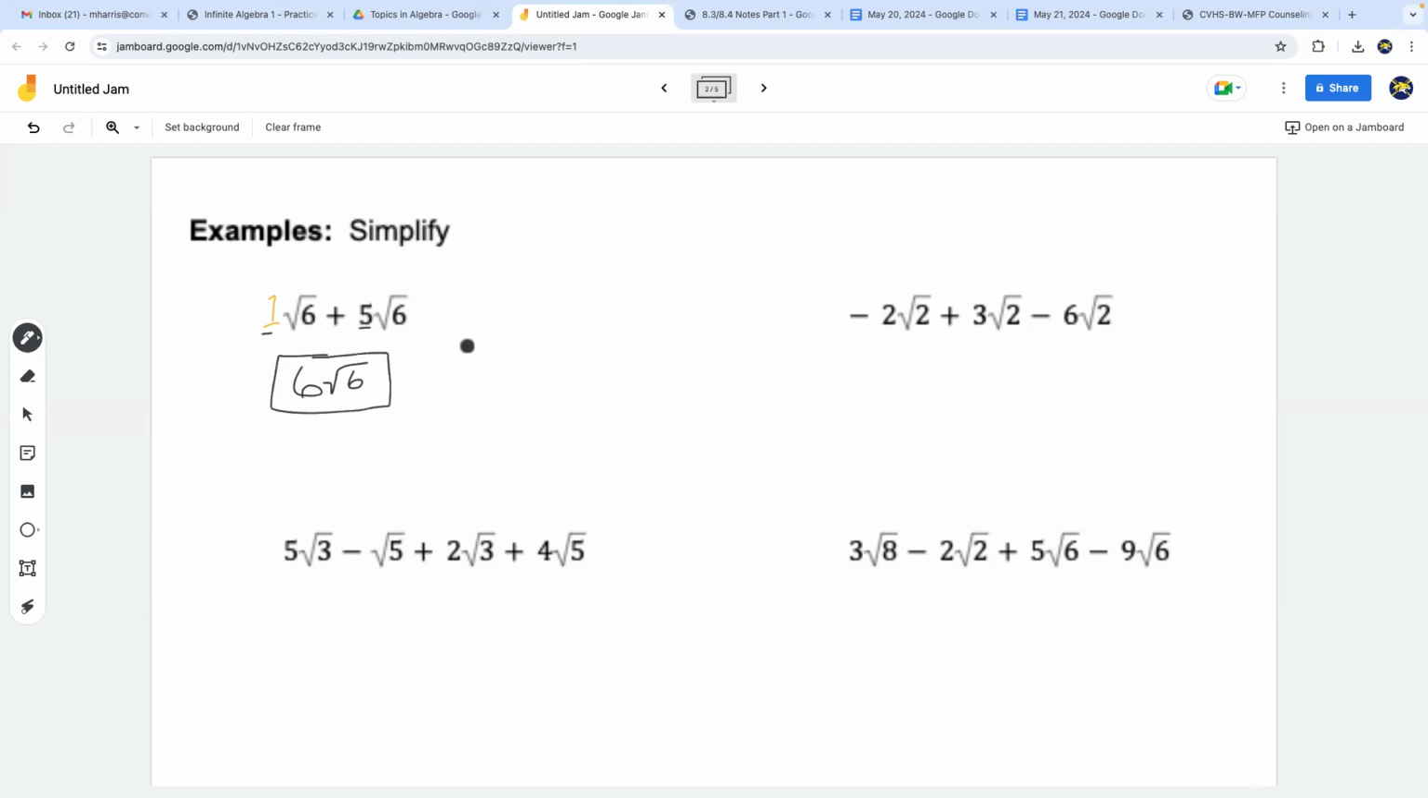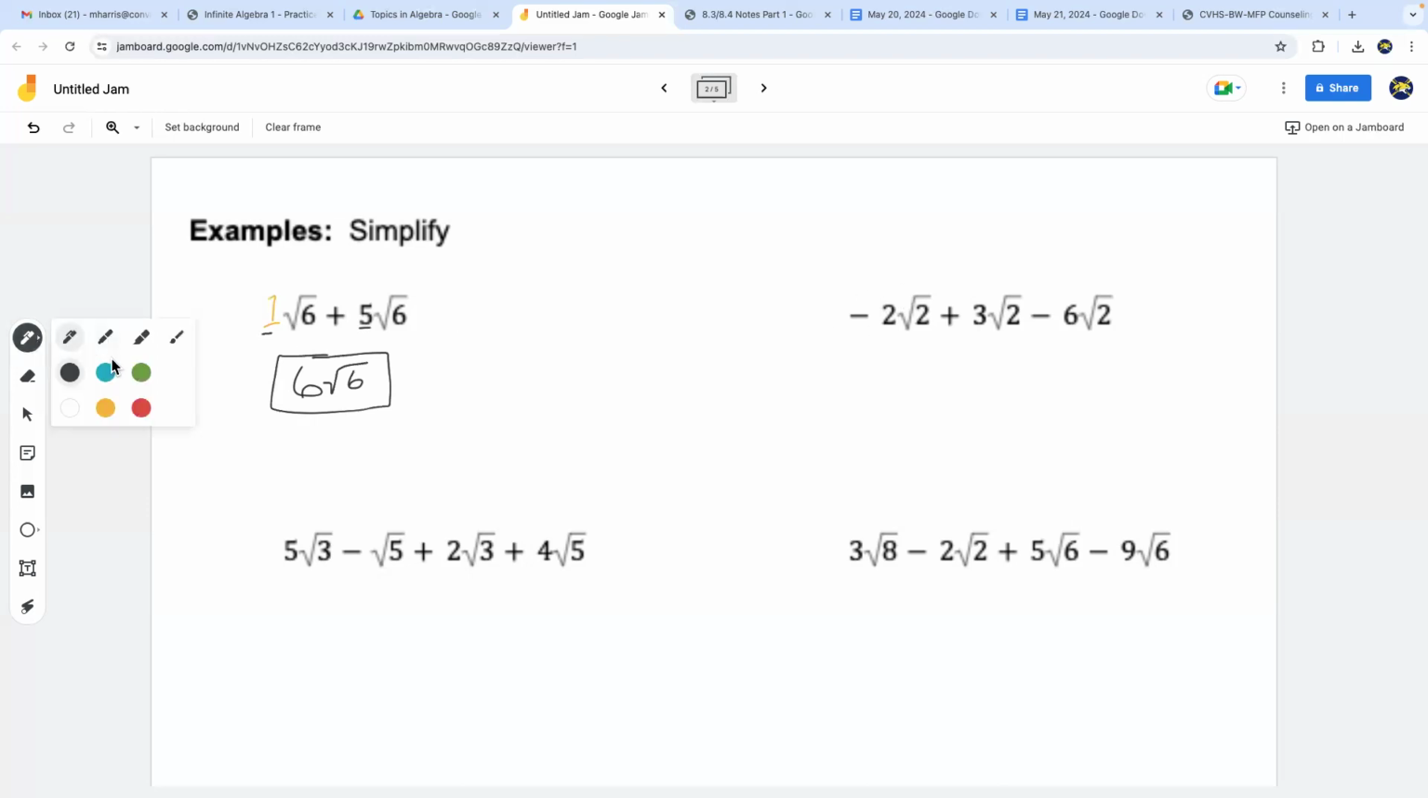Okay? So when we're combining these, we look at the coefficients in front of the radicals and we combine those together. And then the radicals don't change, just like the variables. 2x plus 3x is 5x, right? It's not, 2x plus 3x is not 5x squared. We don't do anything with the variables. We don't do anything with the radicals.